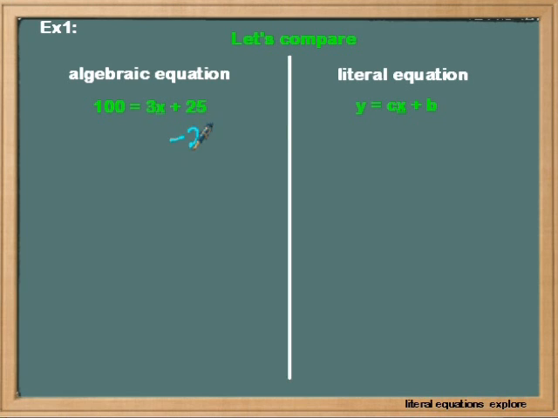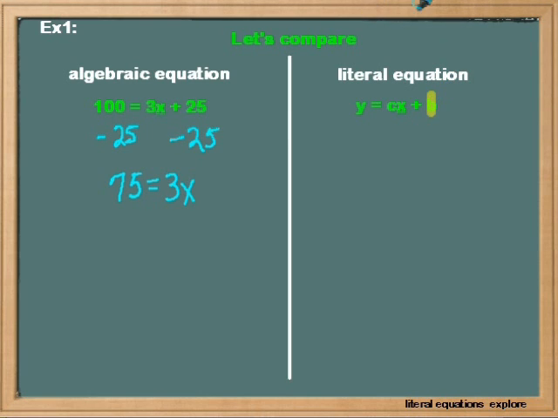You would be correct if you thought the first step is to subtract 25 from both sides. 100 minus 25 is 75, and let's write what we're not using, which is that 3x. Now that's the first step in the algebraic equation. Let's go over to the literal equation and see how we can take that same step and follow the same process. But first we have to recognize which one of the variables in y equals cx plus b would relate to that 25. If you said b, that would be correct.